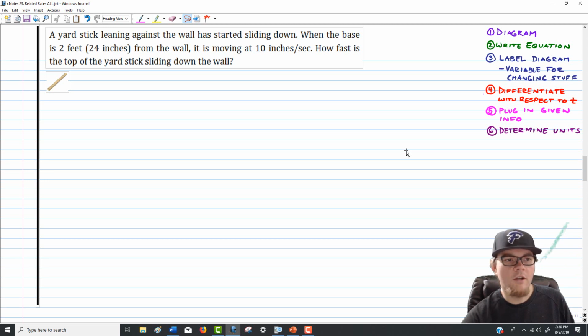This example features a yardstick, and it says that the yardstick is leaned against a wall and has started sliding down. When the base is 24 inches from the wall, the base is moving at 10 inches per second. The question is, how fast is the top of the yardstick sliding down the wall?